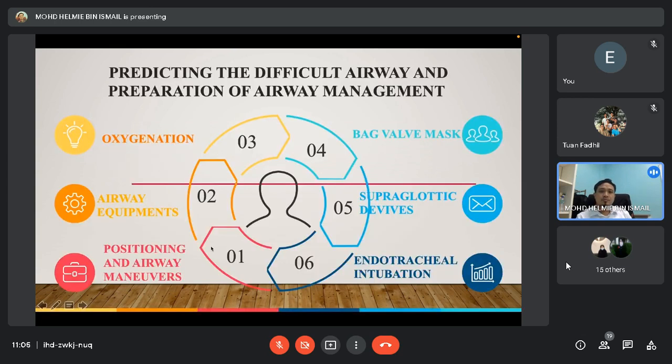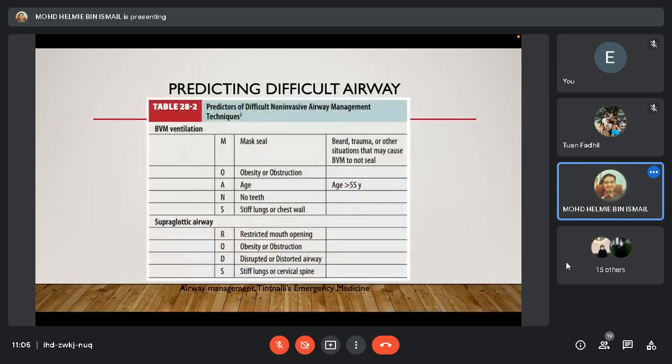So how to predict the difficult airway and also prepare for airway management. How to predict? There is a step. First, you need to predict whether this patient has a difficult airway or not. So how to predict the difficult airway? Ada mnemonic dia. Apa?